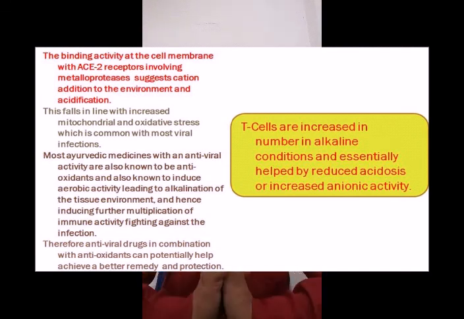Now, one must look at what happens to the lungs in this picture, as I have been speaking all this while. This picture is a clear reflection of how this S protein breaks down, how this coalesces, how this leads to fusion of cells, how changes happen within the lung space, and how damaging it can be. To summarize, the binding activity of the T cell membrane with ACE2 receptors is a metalloproteasal activity leading to cationic changes. This leads to an acidic environment causing mitochondrial and oxidative stress.